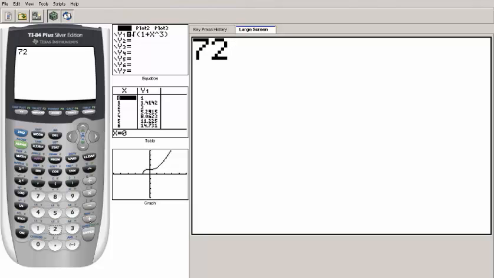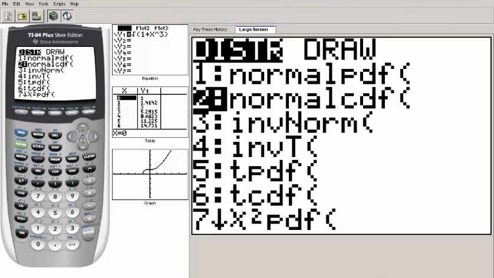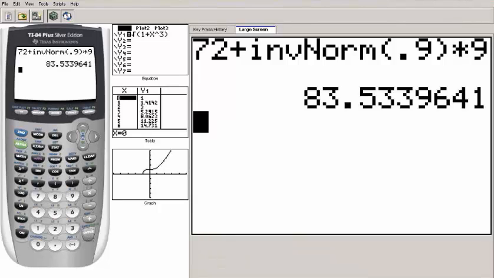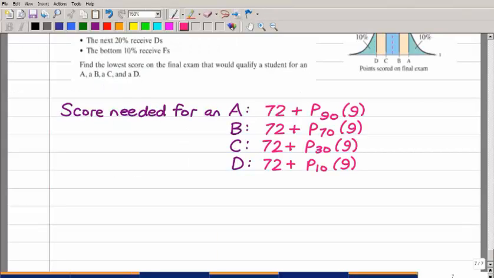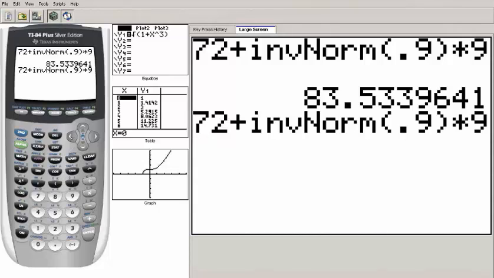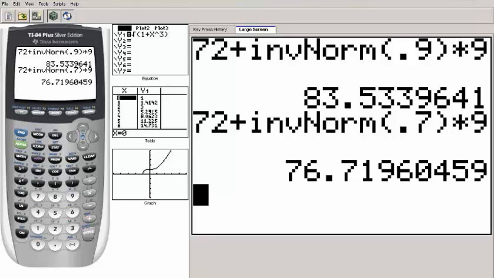72 plus inverse norm of 0.9 times 9: 83.53 would be the score for an A. The next one, 0.7 times 9, gives 76.71. So the range of B's is anywhere from 76.7 up to 83.5.